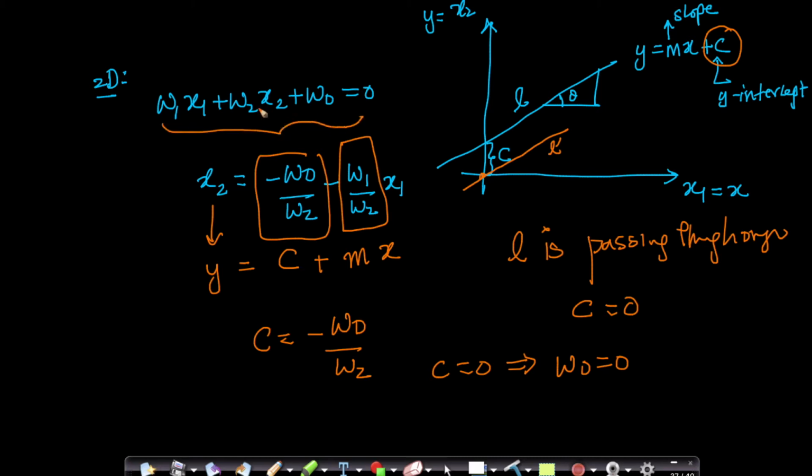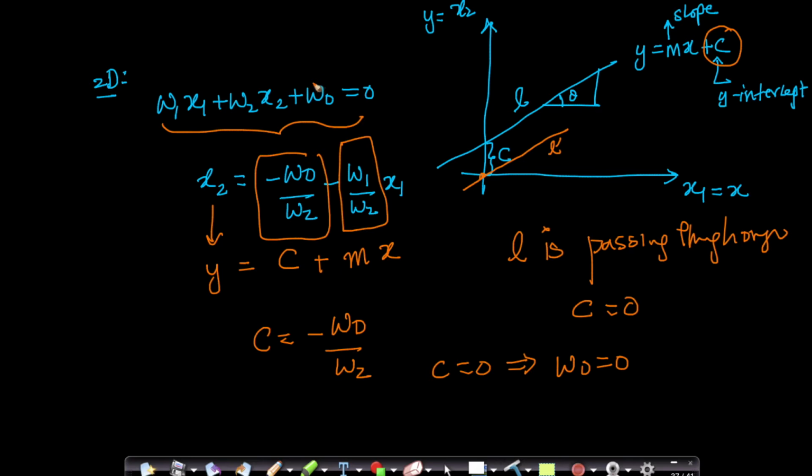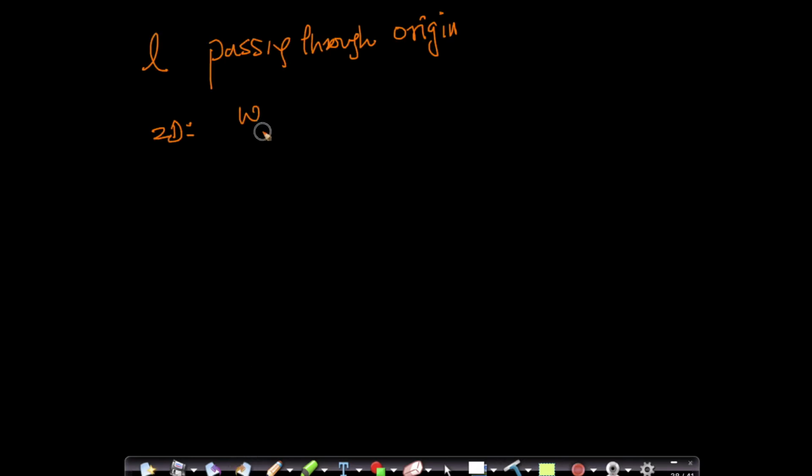But if I have to write the equation of a line that is passing through origin, suppose I have a line L passing through origin in 2D, what will its equation be? By just making my W0 equal to 0, what will my equation remain? My equation will remain W1 x1 plus W2 x2 equals to 0.